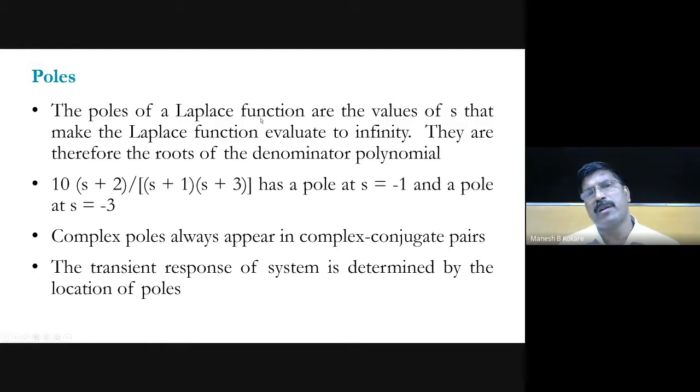So the poles of a Laplace function are the values of s that make the Laplace function evaluate to infinity. They are therefore roots of the denominator polynomial. Complex poles always appear in complex conjugate pairs. These are simple real poles, because they appear on the real axis, at s equal to -1 or s equal to -3. Also, this is the real zero which appears on the real axis at s equal to -2. And the transient response of the system is determined by the location of the poles, right?